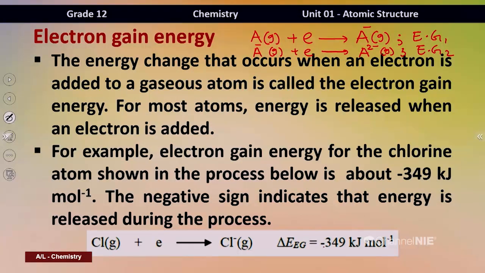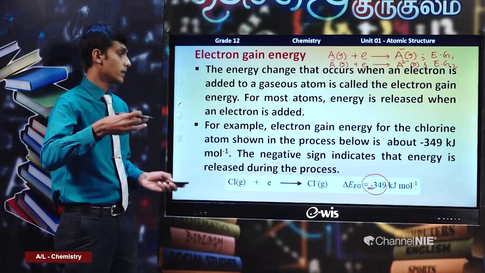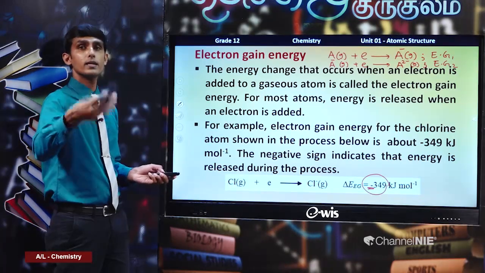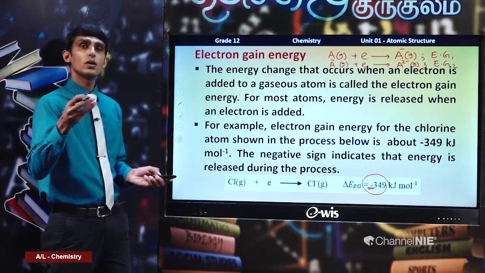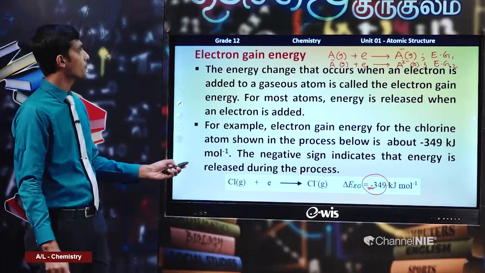Here, minus 349. Energy is released, that means minus 349 kilojoules will be released when an electron is added to each atom of a mole of gaseous chlorine atoms. That is the idea there.